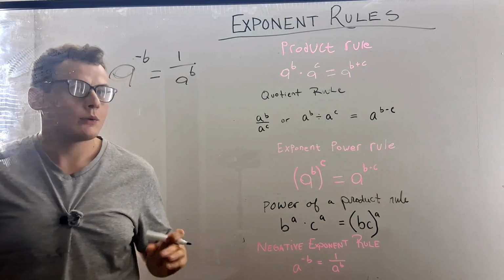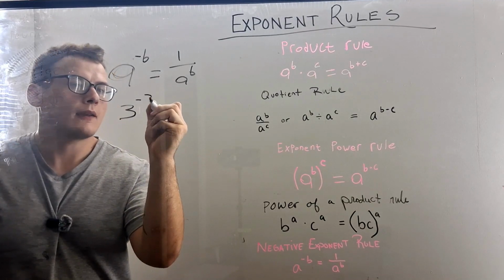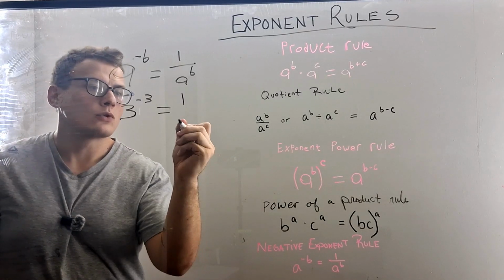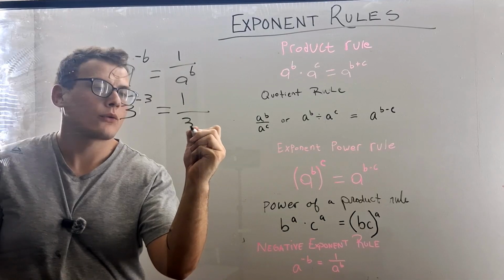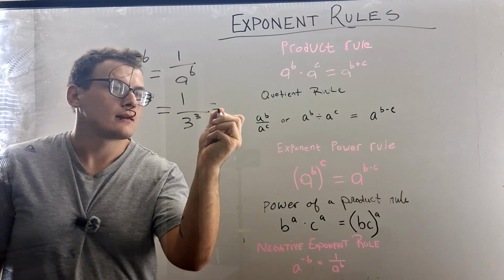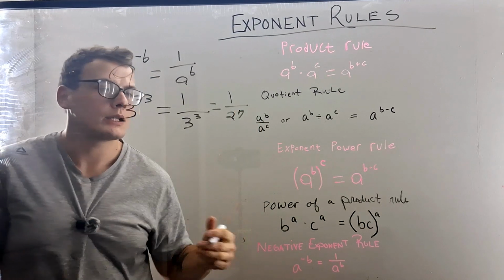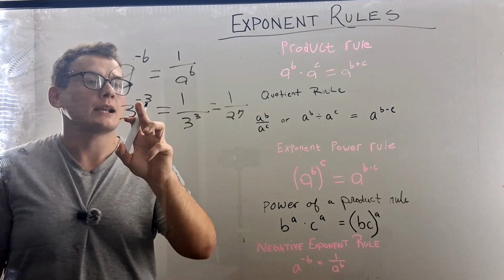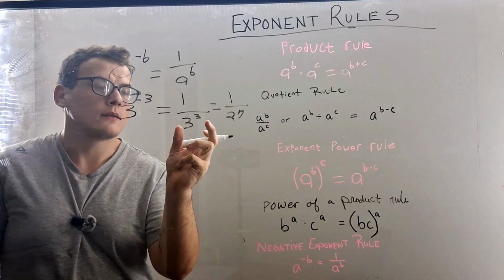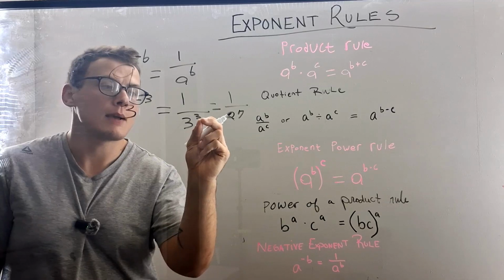All right, so let's see what this looks like in practice. Let's say 3 to the negative 3. What does that equal? It equals 1 over 3 to the third. Now, as you know, that equals 1 over 27. 3 times 3 times 3 is 27. So when you see a negative exponent, you have the fraction 1 over the base to the exponent.